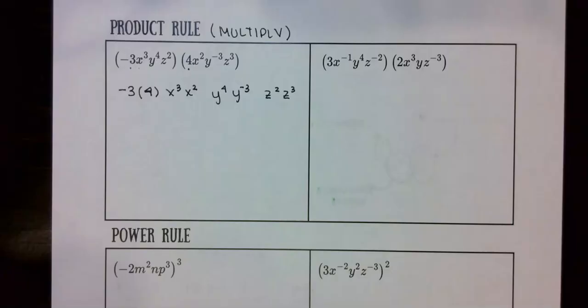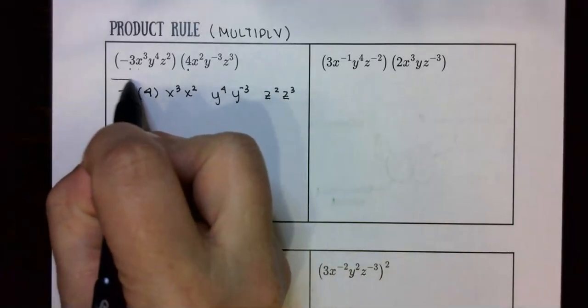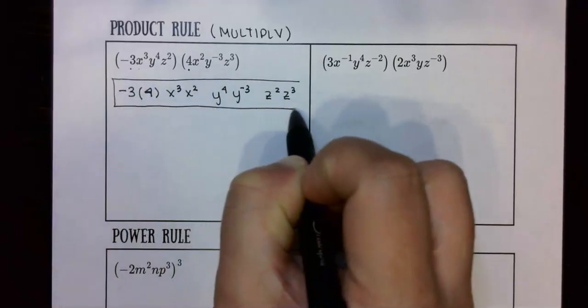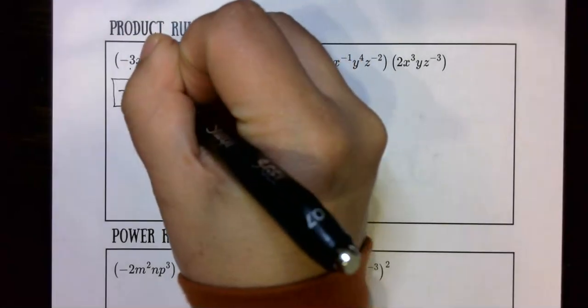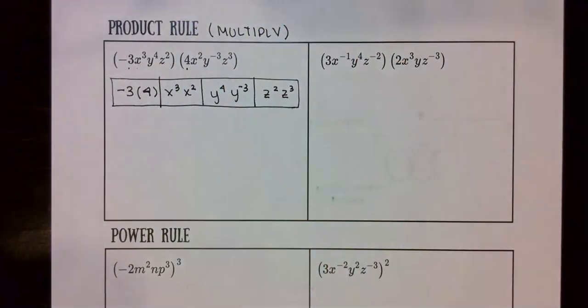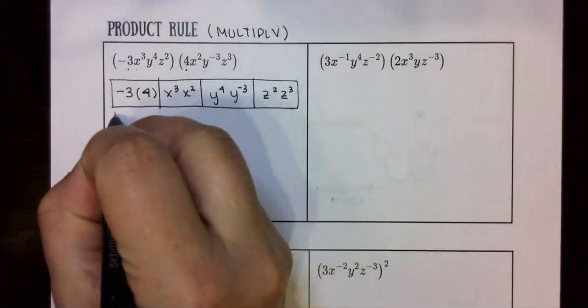So I took every single thing in both parentheses and organized it. Now I like to box my stuff. I'm going to put a big box around it, and I'm going to keep the coefficients separate, and the x's, the y's, and the z's separate. This lets me know I'm not allowed to have more than one of the same variable, so I need to combine them to make them one, because that's what my final answer needs to look like. The first thing I'm going to ask you to do is multiply this.